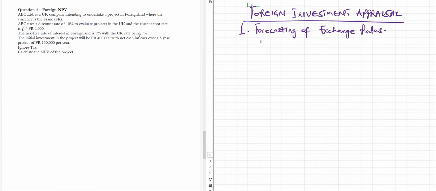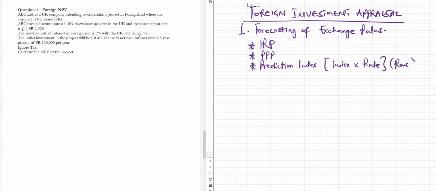Forecasting exchange rate. So you can use the interest rate parity, or you can use the purchasing power parity to forecast exchange rate. Or sometimes they can give you the prediction model. It's rare. So prediction model, they'll give you a prediction index, okay, that the exchange rate is likely to increase by an index. So all you have to do is take the index each time and multiply by the rate. As the index goes up, the rate will be going up. But this one is rare. Okay, rarely do we see this. It's between these two most of the time.